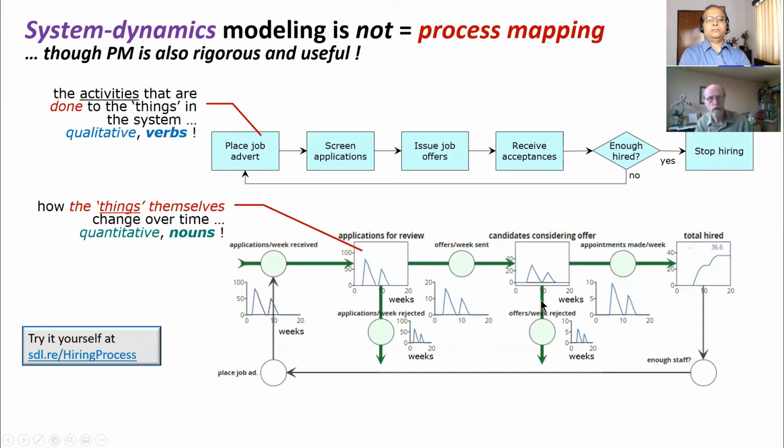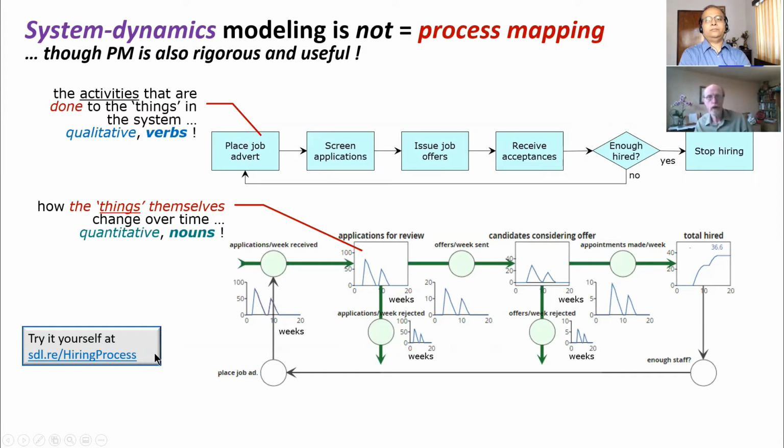So here's the number of people considering our offer. Here's the number of appointments. This is the total hired. And this is the one that says, have we got the number of people we wanted to hire? We wanted to hire 35 people. We've actually got 37. We're there, right? Got what we need. So we don't do this anymore.